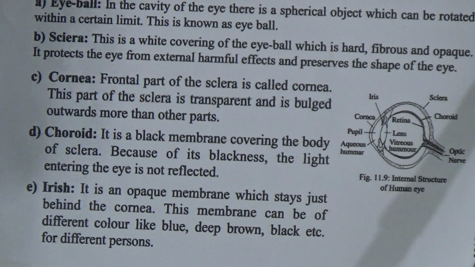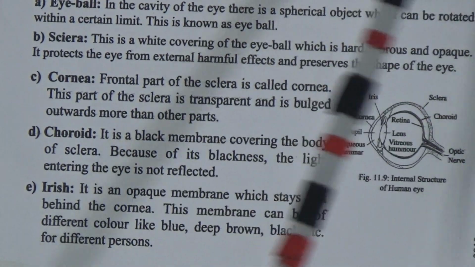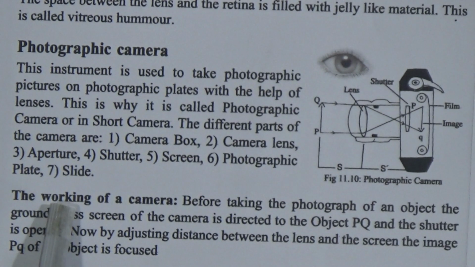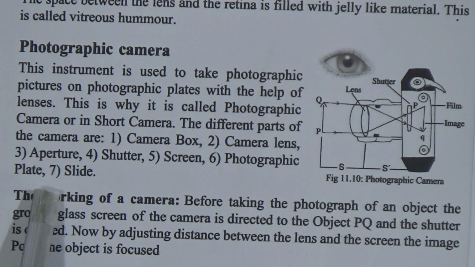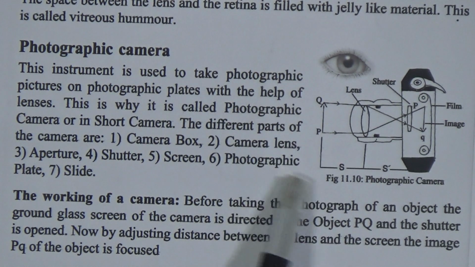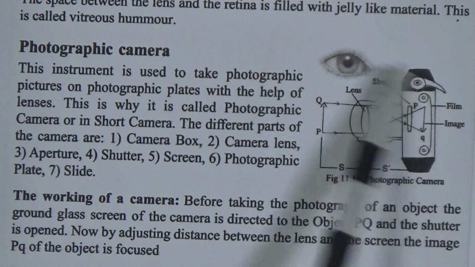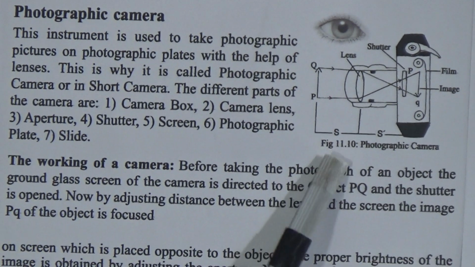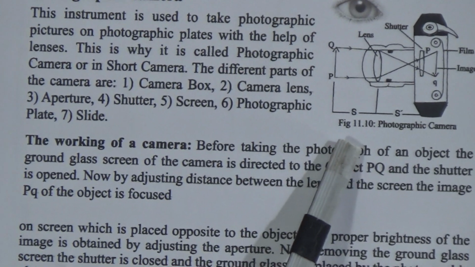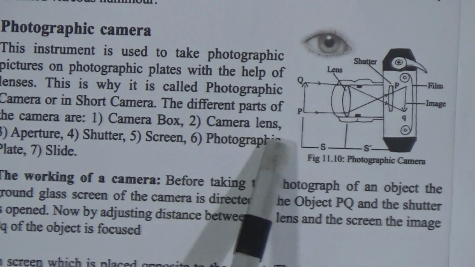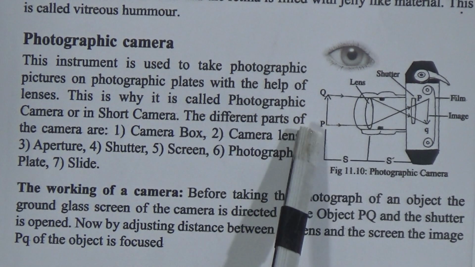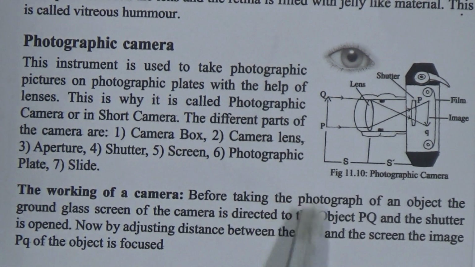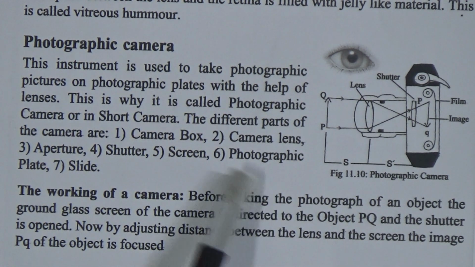Now come to the photographic camera. Dear students, why are we discussing the eye and the photographic camera? Because by observing the functioning of the eye, the photographic camera was first made. This is not the present-day digital camera. This is the earlier camera which used film to take a picture, and its function is similar to our eyes. That's why we are discussing it in this chapter.